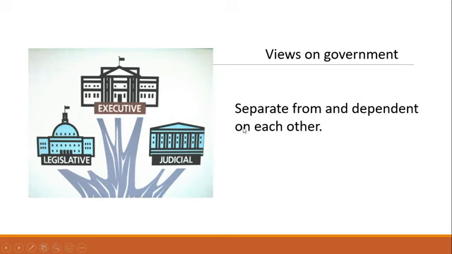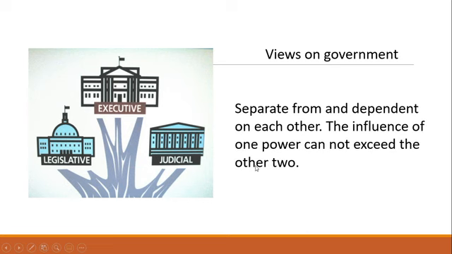So he wanted them to be separate from each other and also dependent on each other. And then the influence of one power cannot exceed the other 2. So there are some countries of the world. One example I can think of is Russia. In Russia, we have Vladimir Putin, who is the head of the executive branch of government. Well, he has slowly taken power away from the legislative branch and the judicial branch. And he's concentrated all 3 branches, or all power, into the executive branch of government, right? So these other 2 branches of government don't really have much power anymore.